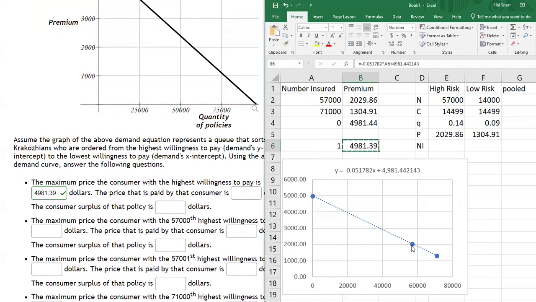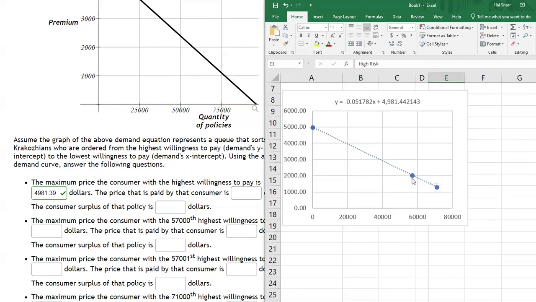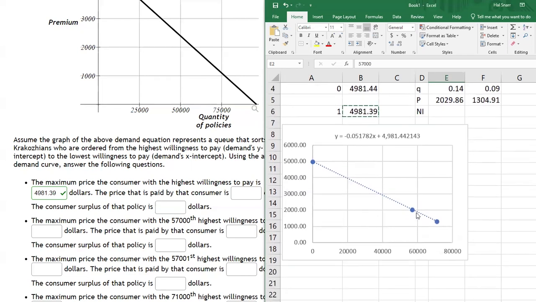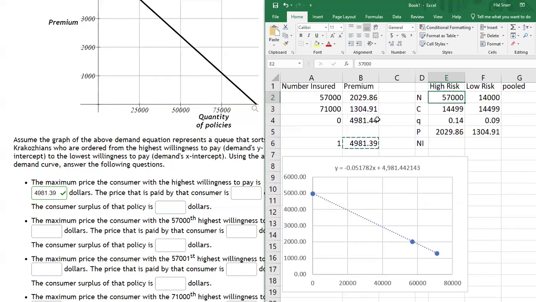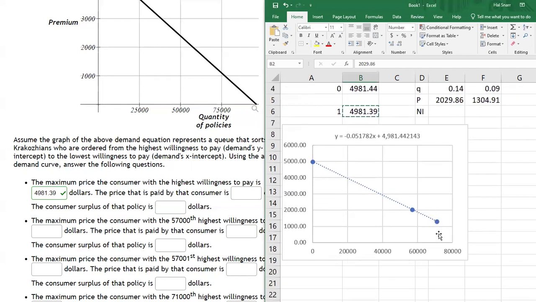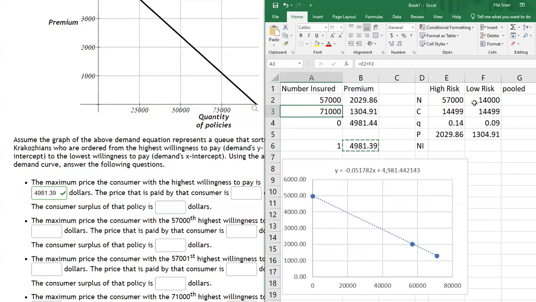Now, the thing is, this middle dot corresponds to a premium around $2,000. The height of this dot is that premium. So another thing we're going to assume is that every point along the demand curve from here to there is populated by people who are in the high risk group. Where this dot is located on the horizontal axis, that's 57,000, because 57,000 people are paying that insurance premium. Here, if you subtract all the people that are insured from this value, you get 57,000.